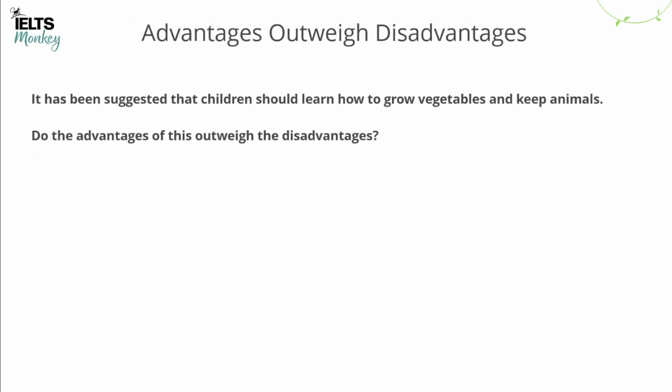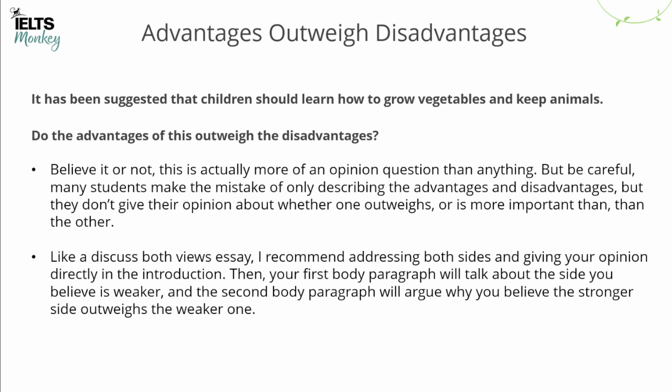Advantages outweigh disadvantages. So this is actually more of an opinion question than anything. Be careful about turning this into just advantages and disadvantages. I see a lot of students do this. And if you do that, you're answering a different question and you're risking getting a 4 on task achievement. So in this, you are actually giving your opinion about what you believe is better. So it has been suggested that children should learn how to grow vegetables and keep animals. Do the advantages of this outweigh the disadvantages?